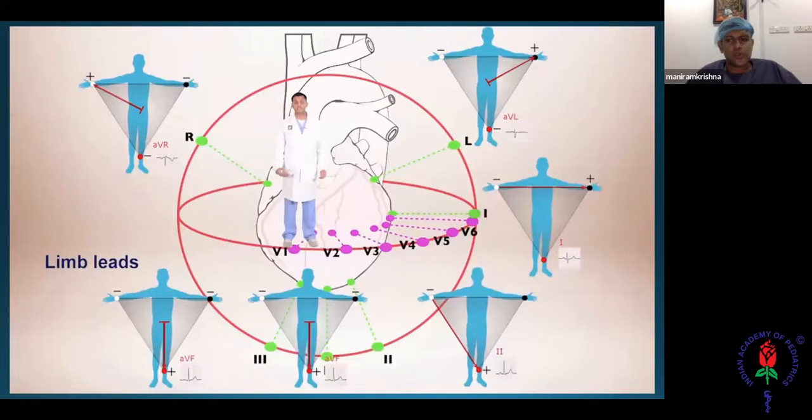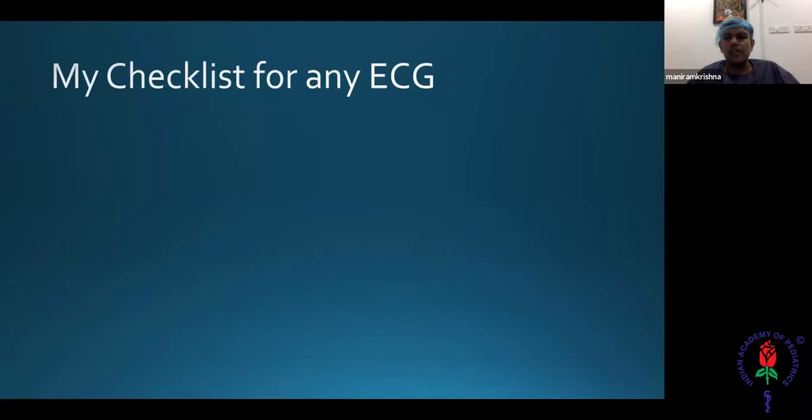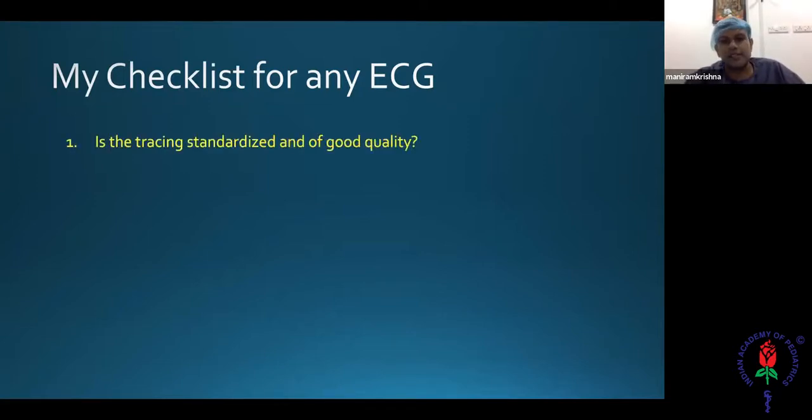So with that, we'll go to our systematic interpretation of ECG. And I'll give you my checklist for any ECG. So this is what I rapidly go through in my mind when somebody gives me an ECG and asks my opinion. So the first thing I check is whether the tracing is standardized and is of good enough quality. Unless the tracing is standardized, your interpretation can be way off the mark. And if there's a bad quality ECG, there's no point in breaking your head and trying to come to a diagnosis based on it. You just need to go back and get a better quality ECG.